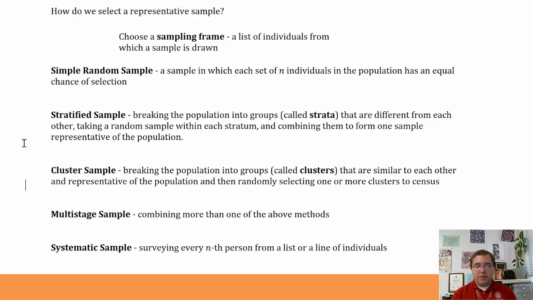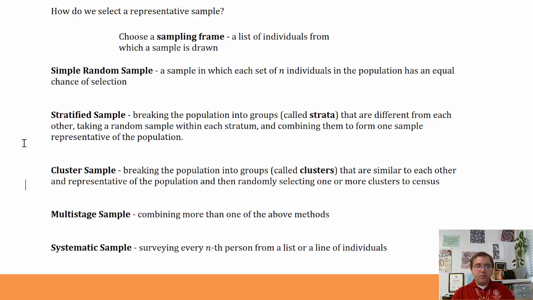A multi-stage sample is when we combine one or more of those methods, and we break them up into strata, and within each strata we form clusters, and we census those clusters. That would be a multi-stage sample. So it's just combining multiple methods into one.